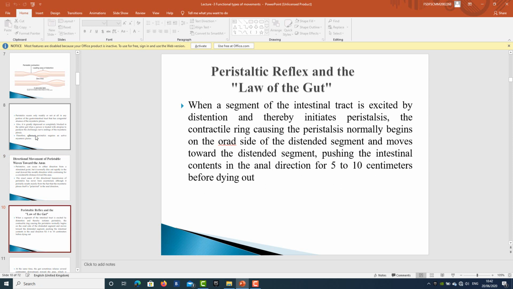Now let's talk about what the law of the gut is. We should know about it, because it is frequently asked. We should know what peristalsis is and what the law of the gut is. Now, when a segment of the intestinal tract is excited by distension and thereby peristalsis is initiated, the contractile ring causing the peristalsis normally begins on the oral side of the distended segment and moves towards the distended segment, pushing the intestinal contents in the anal direction for 5 to 10 centimeters before dying out. So this is the peristaltic reflex, the law of the gut.